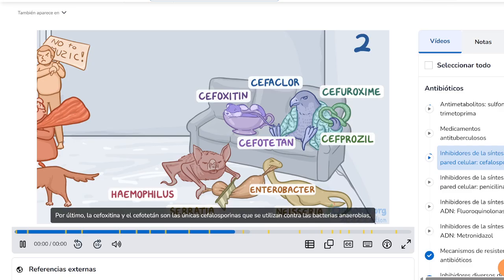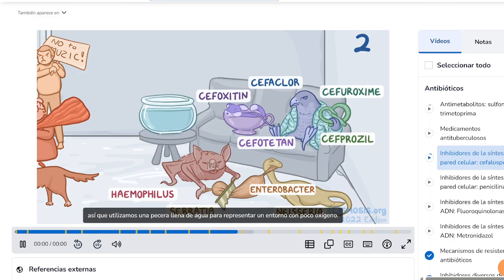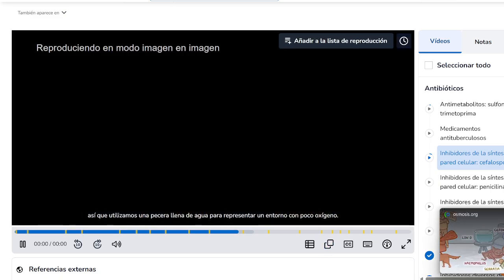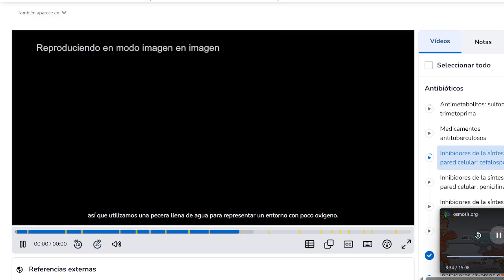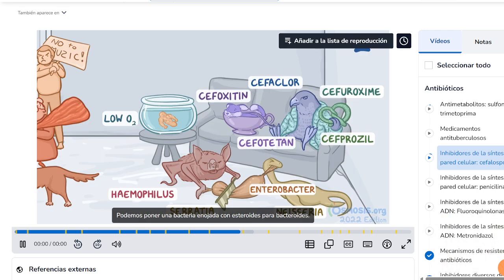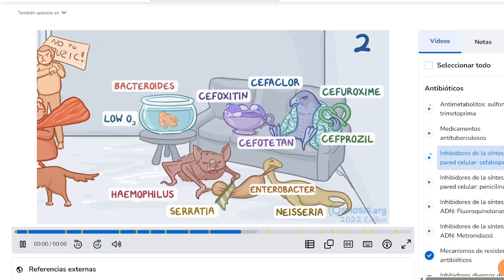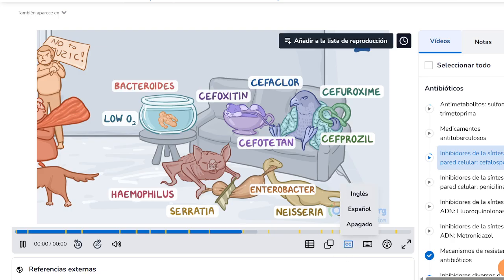Finally, cefoxitin and cefotetan are the only cephalosporins used against anaerobic bacteria. So let's use a fishbowl full of water to represent a low oxygen environment. We can put an angry bacteria on steroids in there for Bacteroides. This is what's scaring the fox and causing him to hide in the teacup.